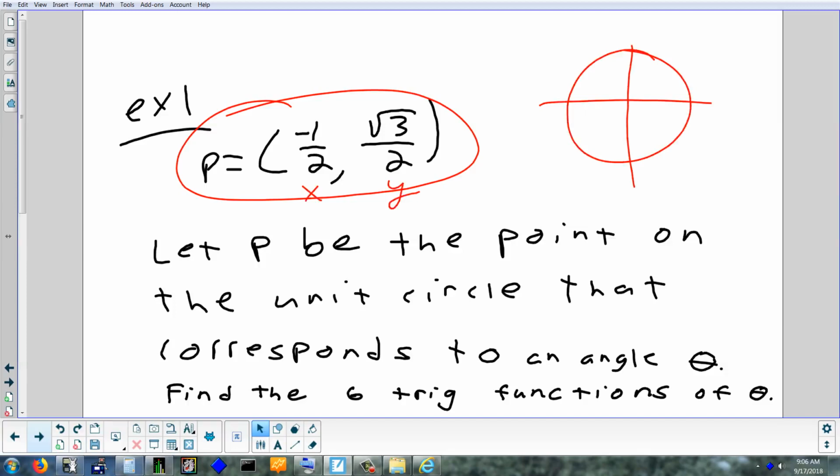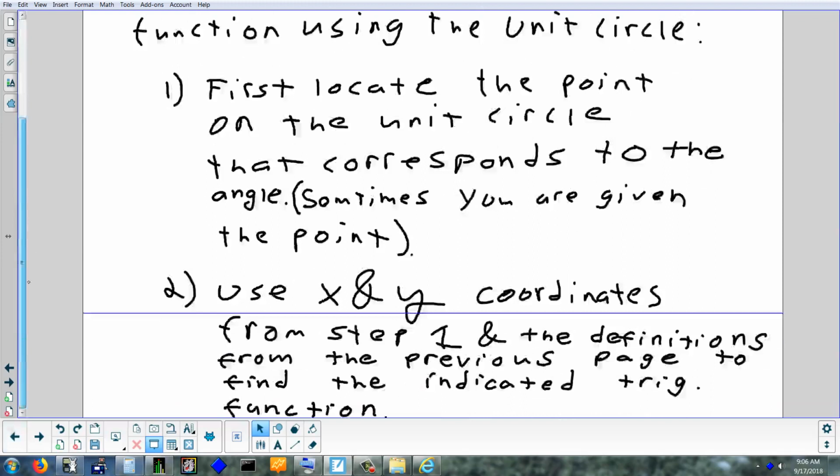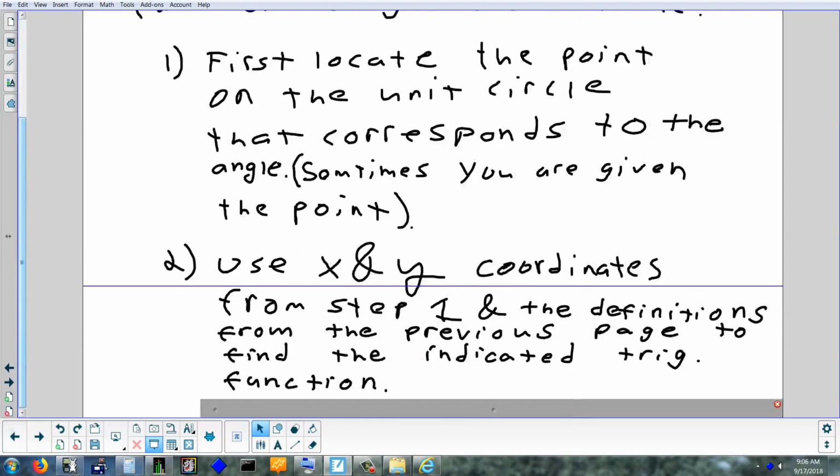Wait, I didn't get to finish writing down those 2. The 2 steps here? I mean, you can really shorten that up a lot. Step 1 is determine the coordinate. Step 2 is plug into one of the 6 formulas. Or you can write the whole thing out.